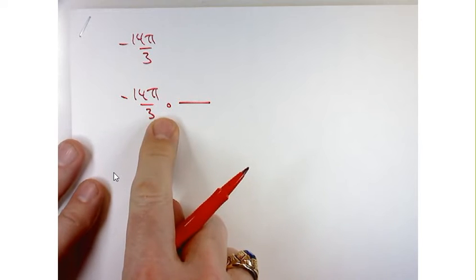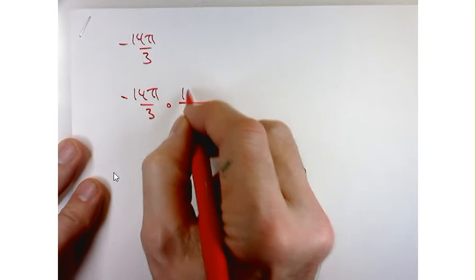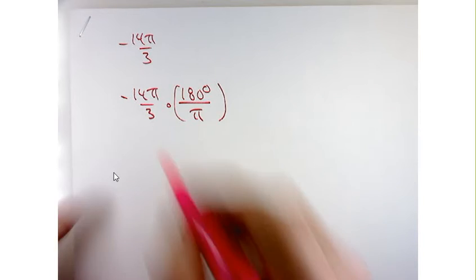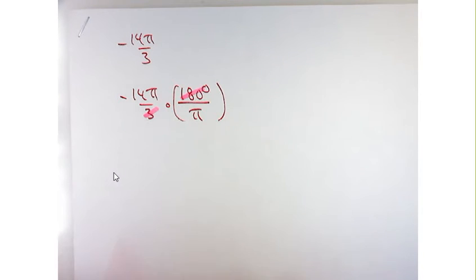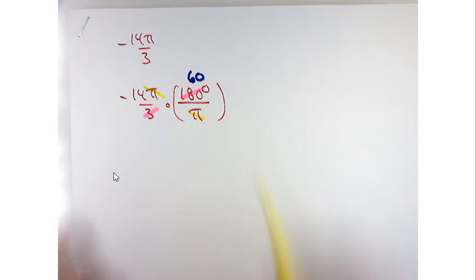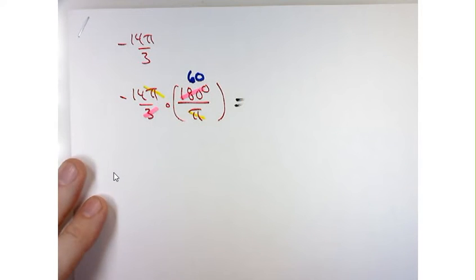If I wanted to get rid of units of pi and end up with degrees, I'm going to multiply by 180 degrees over pi. Effectively, I'm multiplying by 1. 3 cancels into 180 60 times. Units of pi will cancel out altogether. So that disappears and that disappears. So basically, it's 14 times 60. What is it? 840? All right. So this is going to be negative 840.